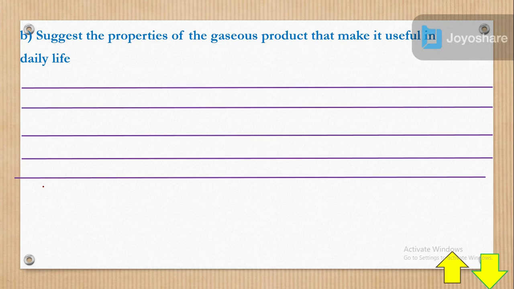Now some people get confused that carbon dioxide has a smell, because some people think any bad smell means carbon dioxide. Please, that is not the case. Carbon dioxide is odorless, or in simple terms, it has no smell. Okay, let's move on.